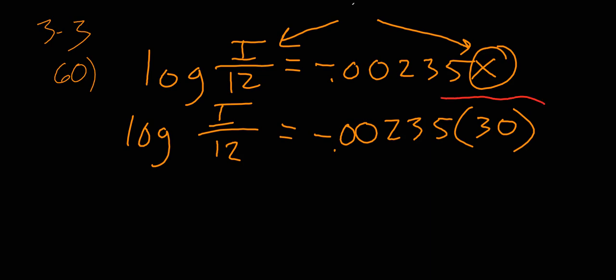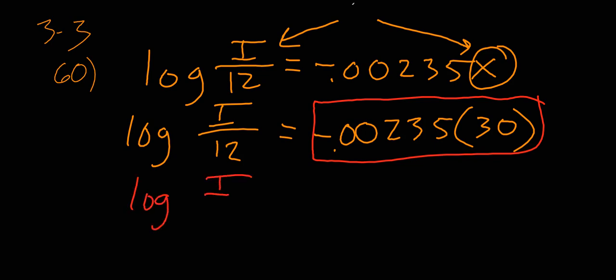So once I multiply these things together, what am I going to do? All right, I'll multiply them together while you figure that out. Negative 0.00235 times 30. So that's negative 0.0705. So log I over 12. Some of you are just really not taking this all that serious, and it's going to bite tomorrow. So I would suggest not letting it. Okay, now what?